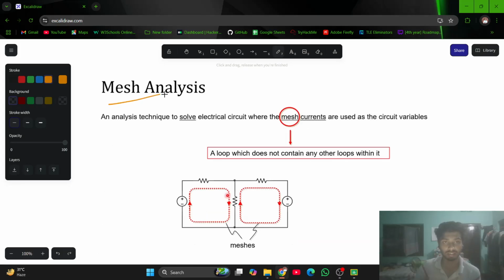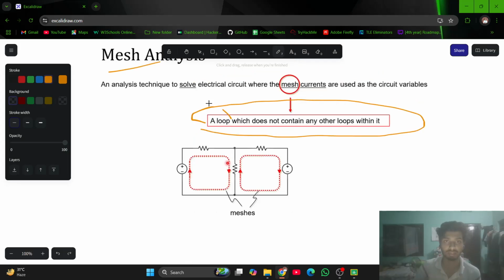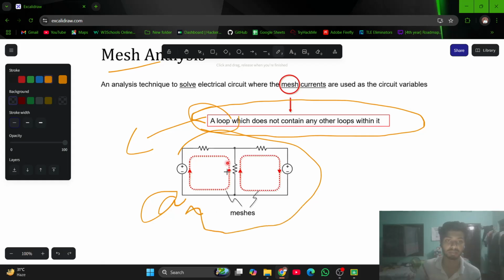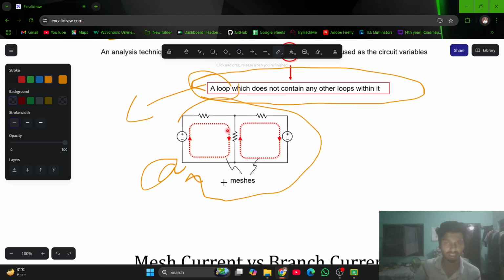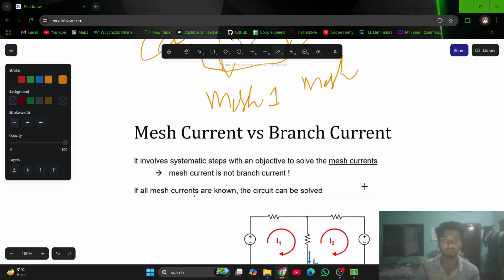So now the question is, what is a mesh? A loop which does not contain any other loops within it is called a mesh. Now the question is, what is a loop? A loop means a closed path. If we start our journey from a particular point A, and then come back to the same point after some period of time, it's called a closed path. In this case, we have a loop, and we have two different meshes. Suppose one is mesh 1 and one is mesh 2. Okay, then go to the next part.